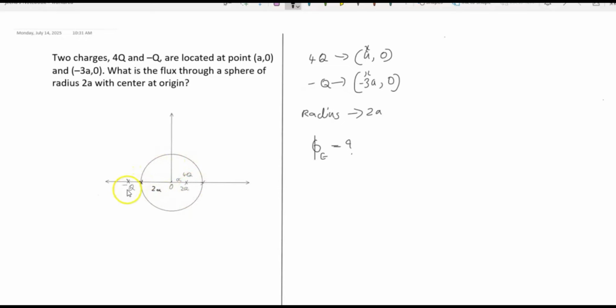And what about minus q? That charge is outside the sphere. So we are not considering this charge to find the flux through the sphere. We are considering only the 4q charge. So we get phi equal to 1 by epsilon 0 times Q. We know that Q is equal to 4q, so we can write it as 4q by epsilon 0. This is the answer.